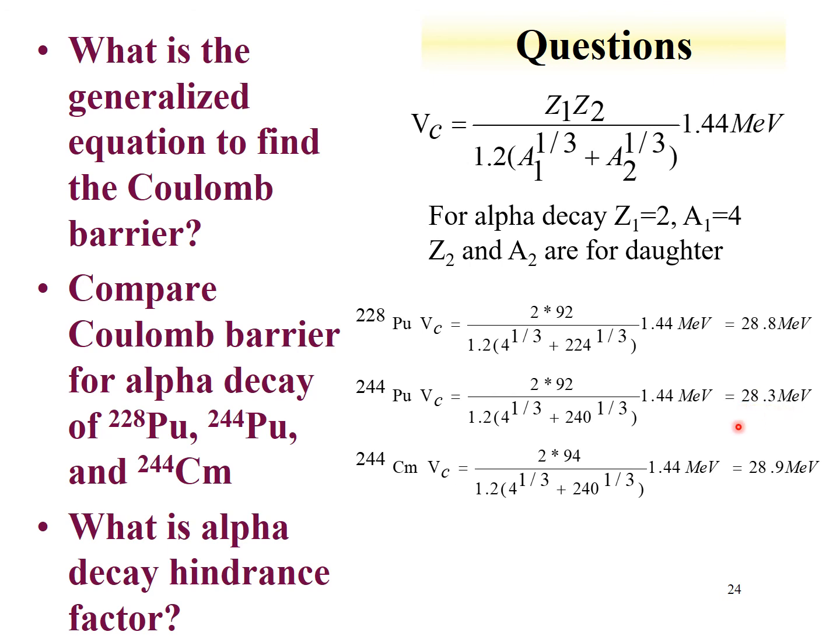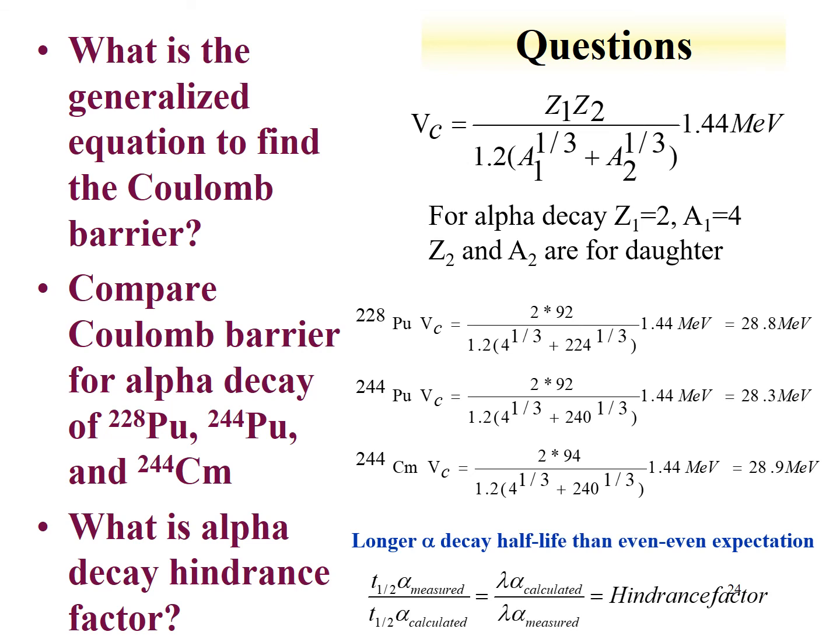Now, if we take 244 nucleons, but we convert more of those from neutrons to protons, we're increasing the charge, and the Coulomb barrier should go up. And indeed, from this equation, we see that it goes up from 28.3 MeV to 28.9 MeV. Then a final question you should be able to answer based on the lecture is, what is the alpha decay hindrance factor?